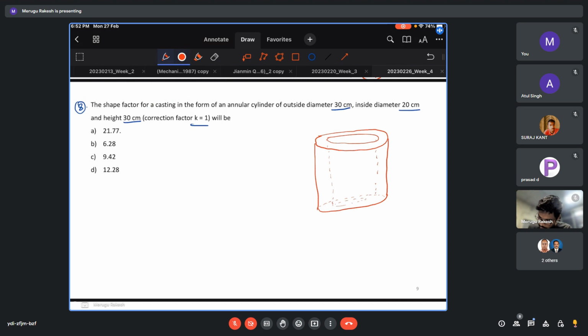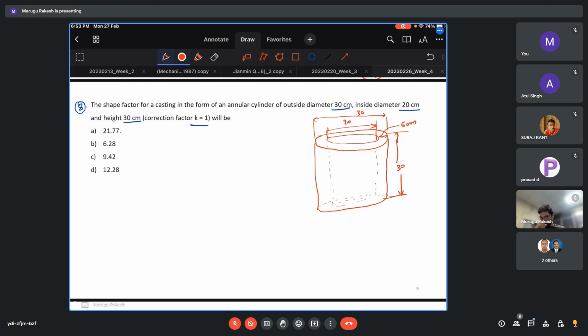So we have internal diameter of 20 and external diameter of 30, and we have a height of 30. Okay, so now we can easily find the thickness, that is nothing but 5 centimeters.